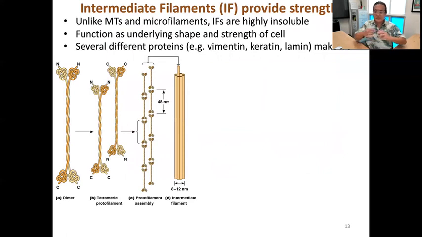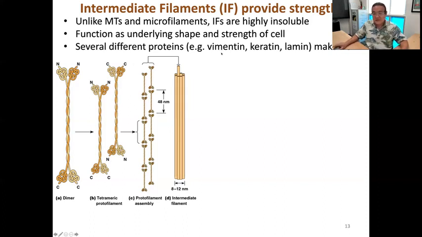So intermediate filaments provide strength. That's their purpose. Unlike the microtubules and the microfilaments, which can be more dynamic and can be assembled and taken apart because they're made up of individual little dimers of globular proteins or individual monomer proteins, the intermediate filaments are highly insoluble. They don't dissolve easily. They're not taken apart very easily. Therefore, they function as the underlying shape and structure, strength, and rigidity of a cell.